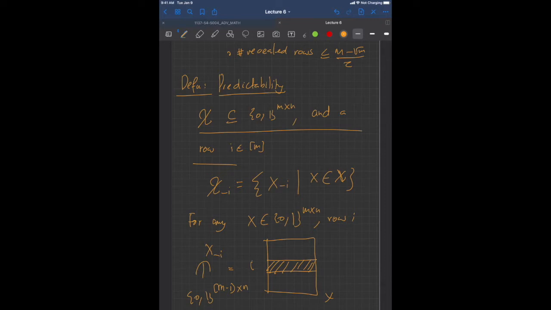So what are we doing? As a set, we take a matrix X, we delete its ith row, and we get a matrix with one less row. That partial matrix is what X minus i is.